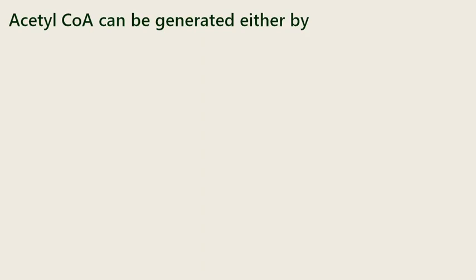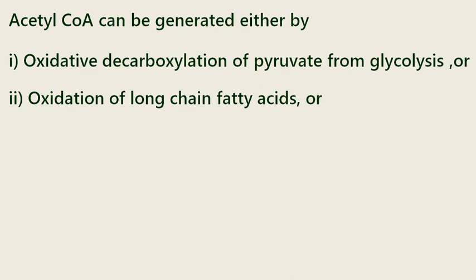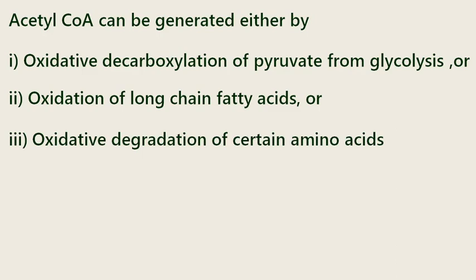Acetyl coenzyme A can be generated by three processes. They can generate it either by oxidative decarboxylation of pyruvate from glycolysis, or oxidation of long chain fatty acids through beta oxidation, or oxidative degradation of certain amino acids. So let's start.